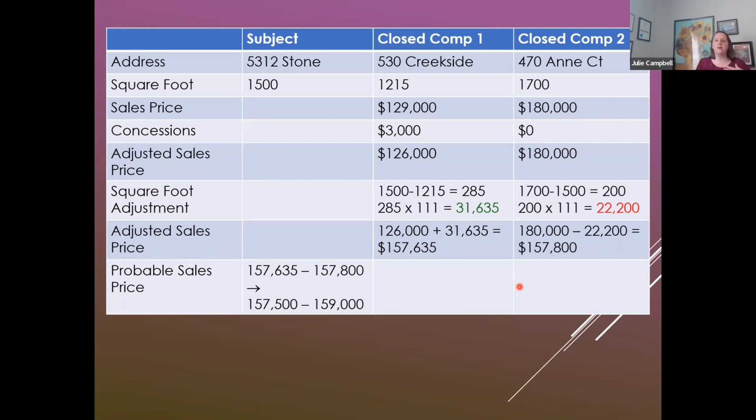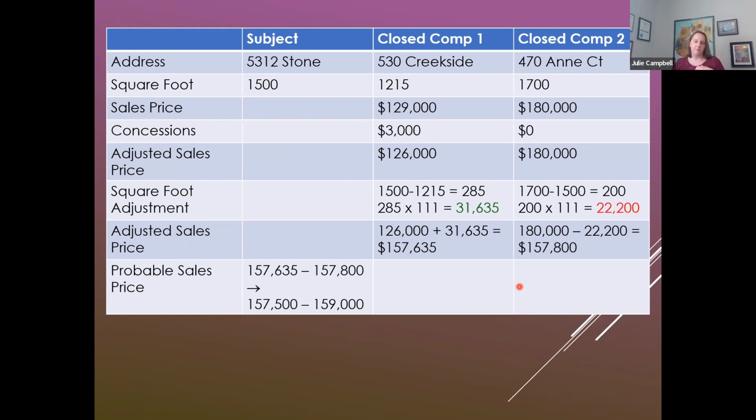To my comp 1, I added an adjustment of 31,635 to give me an adjusted sales price of 157. It closed for 129 minus our seller concessions, 126. That's what a buyer was willing to pay for it. But if I were to study this comp and adjust it to make it match my subject, now I have an adjusted sales price of the comp of 157,635.